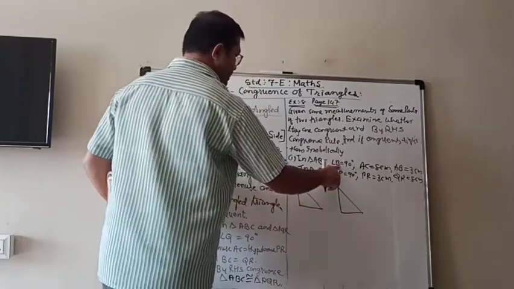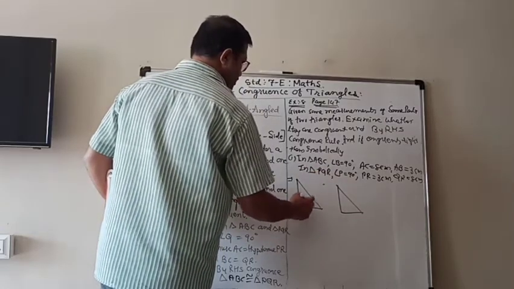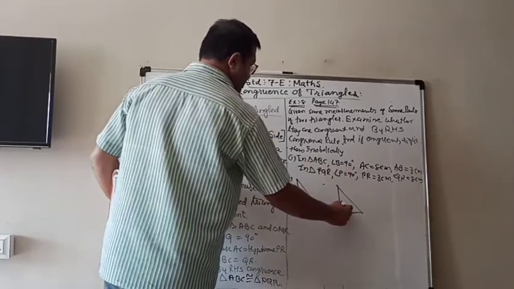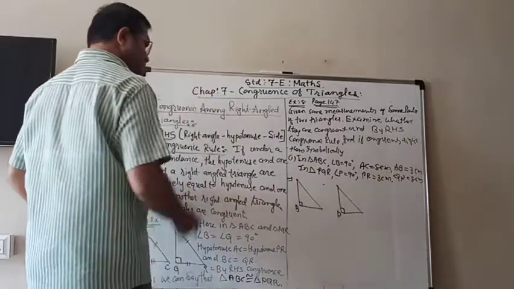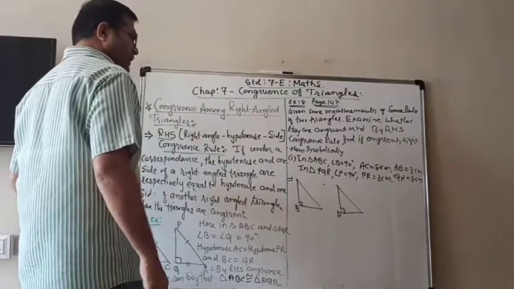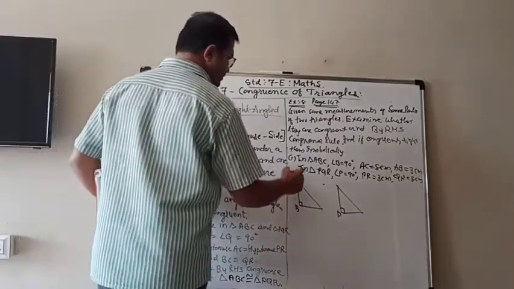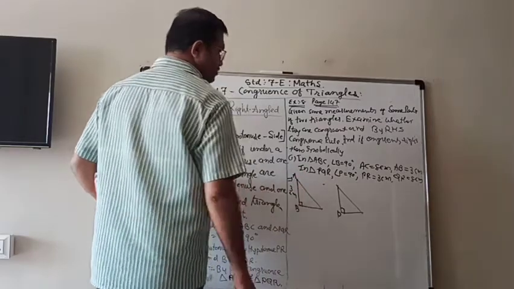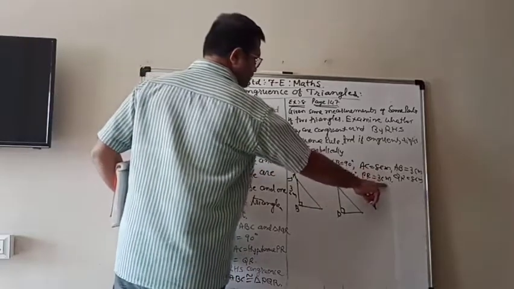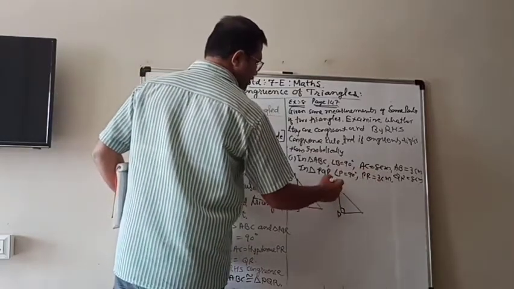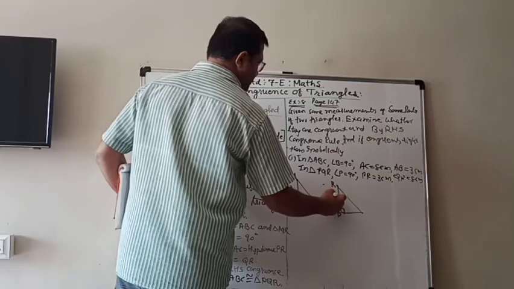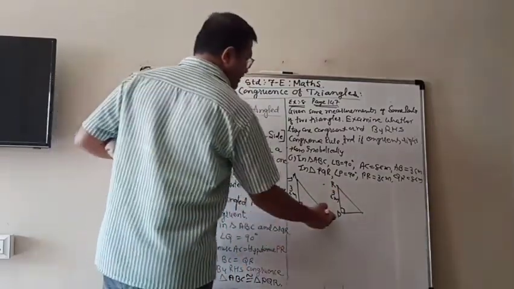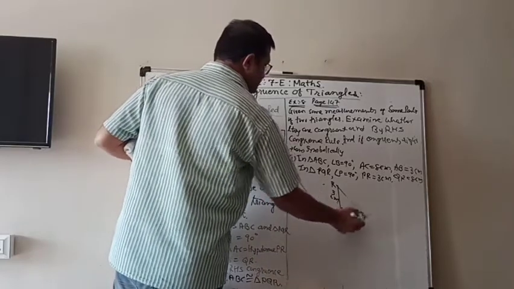Now here angle B is 90, so B will be here, and angle P is 90, so here it will be P. Now AB is 3 centimeter, so this AB is 3 centimeter. Which other side is 3 centimeter here? PR. P is here already, so we will write down R here, 3 centimeter, and here it will be C and here it will be Q.